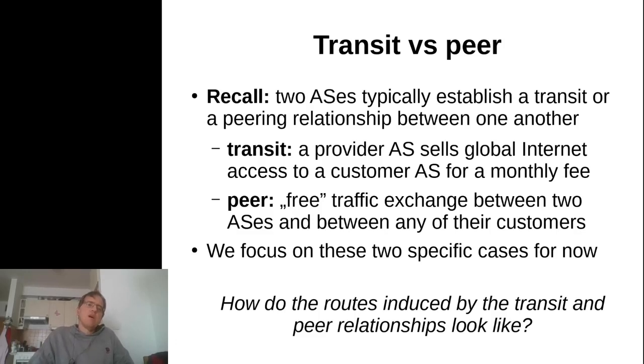But even the routes that arise on top of the transit and the peer relationships are already complex enough for us to understand, and this will model a sufficiently large portion of reality to give us a very good understanding of what's going on in the AS level routing of the internet. So the second question that we ask in the second part of the lecture is: how do routes induced by the transit and the peer relationships look like?